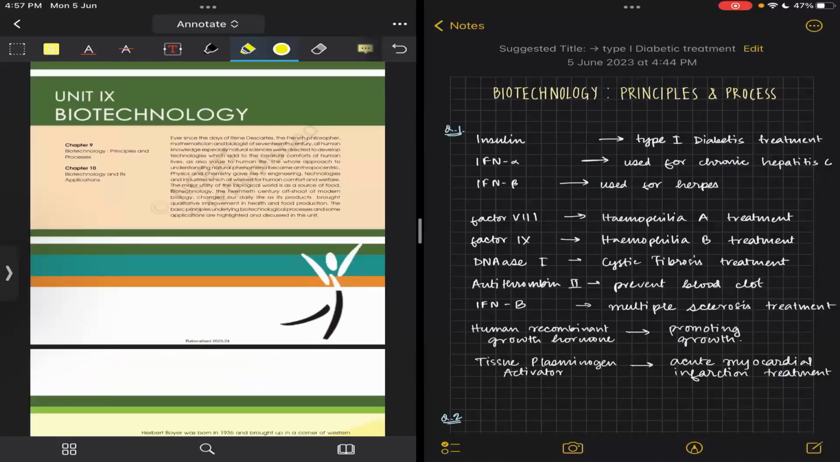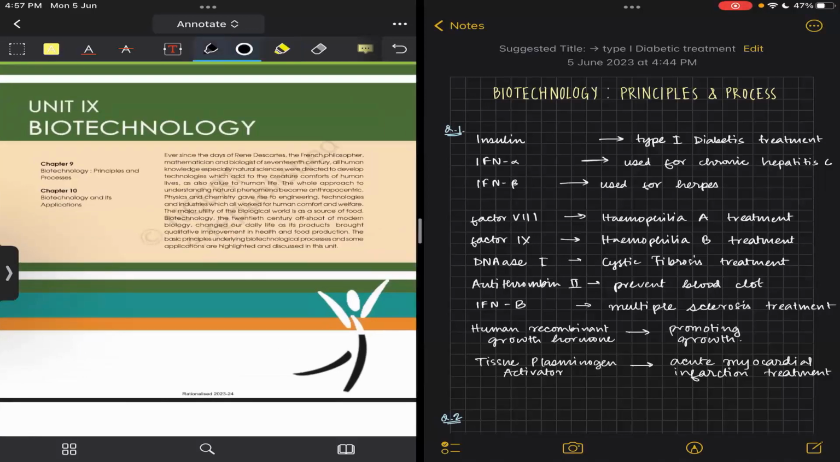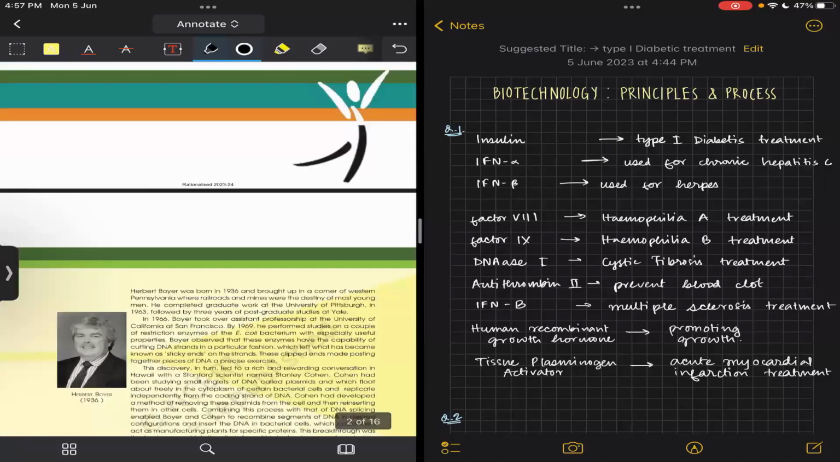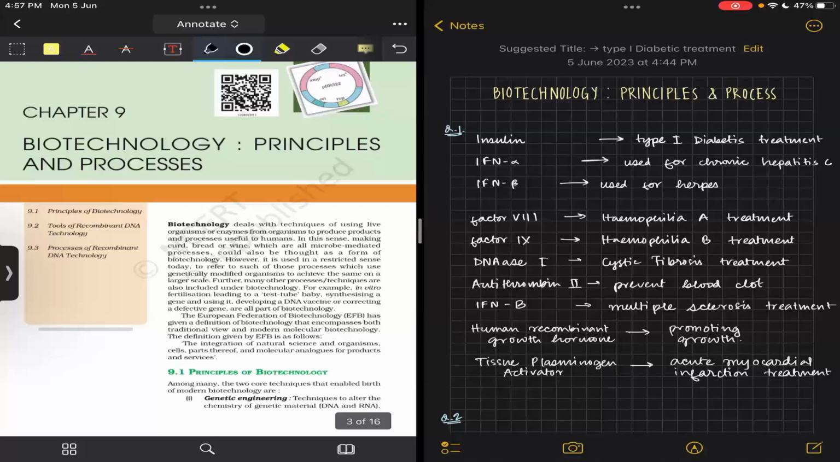So today's topic will be from Unit 9, that is Biotechnology, Chapter 1, that is Biotechnology Principles and Processes. So, just a general introduction of the chapter. In this chapter, we discuss the principles and the processes of biotechnology.